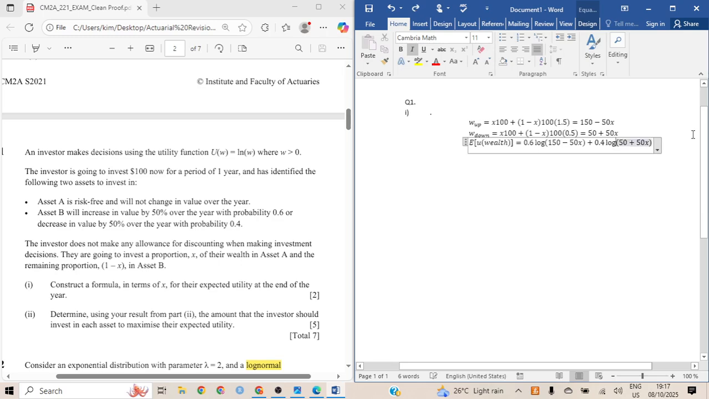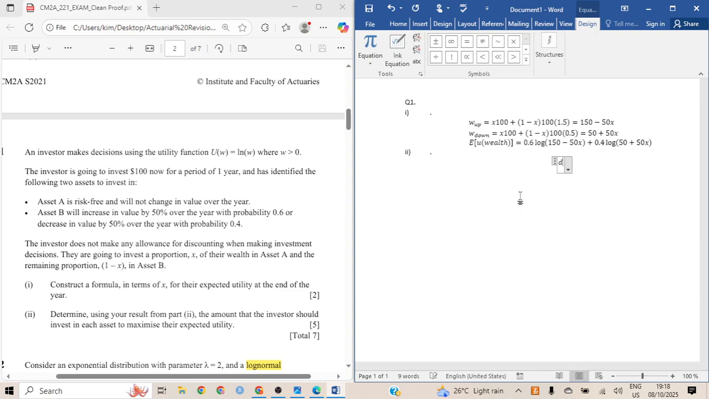And now part 2. Part 2 is asking us to determine, using the results we obtained in part 1, the amount the investor should invest in each asset to maximize their expected utility. So ideally, this question is asking us to find the value of x. How do we find this value of x? By differentiating the expected utility with respect to x. So we'll just do that.